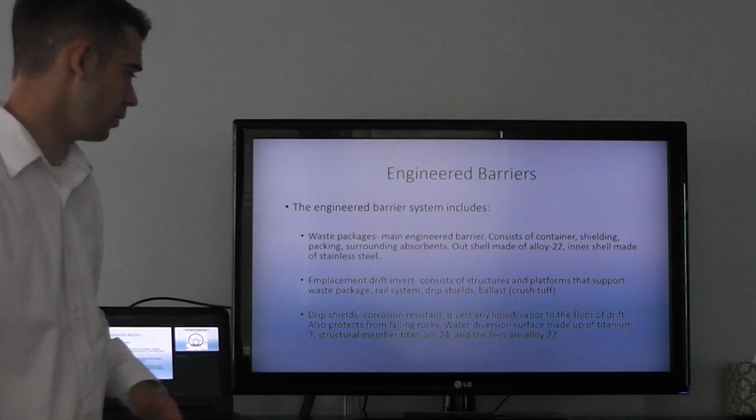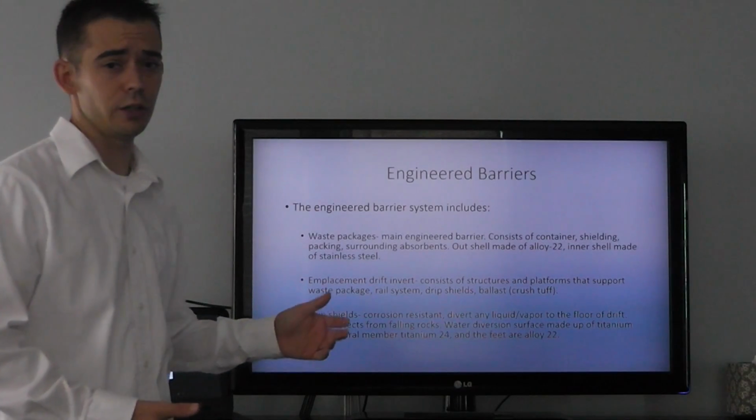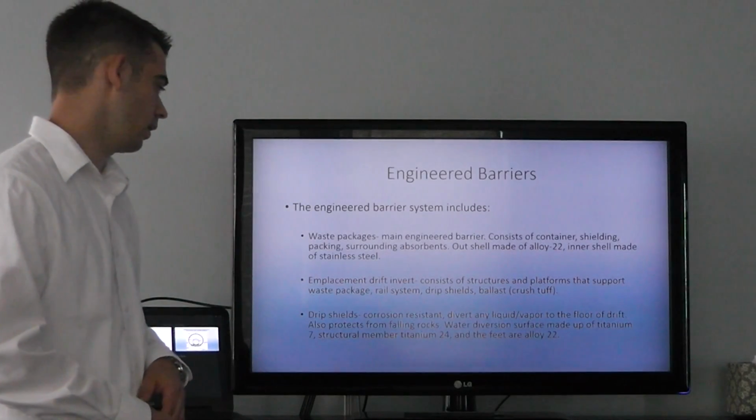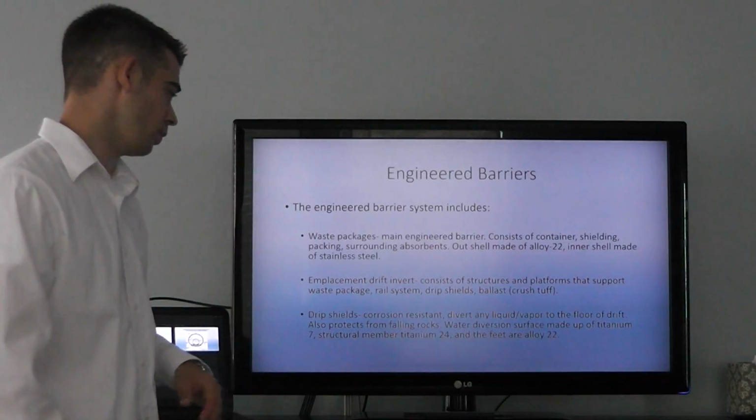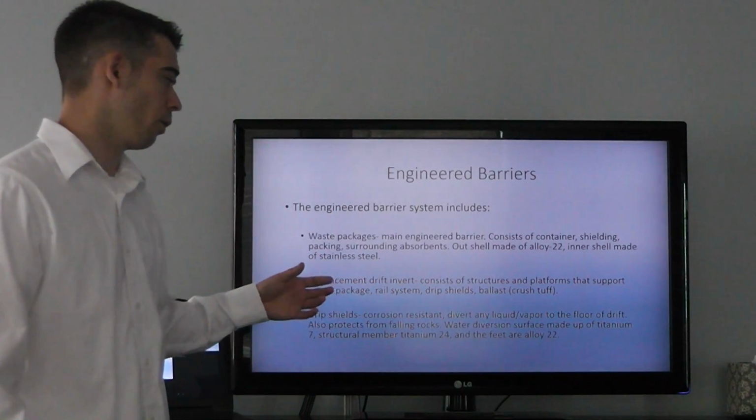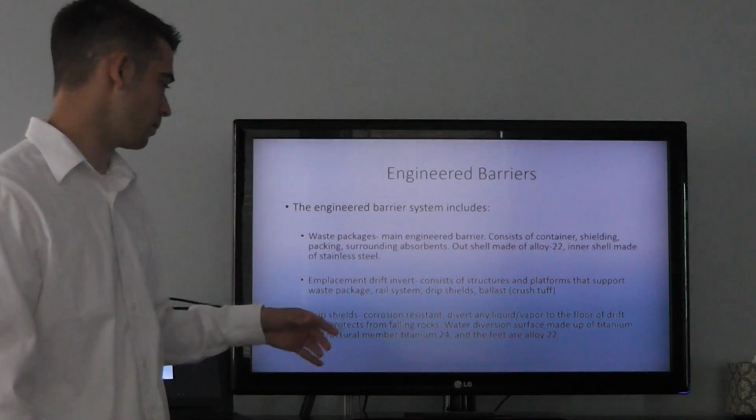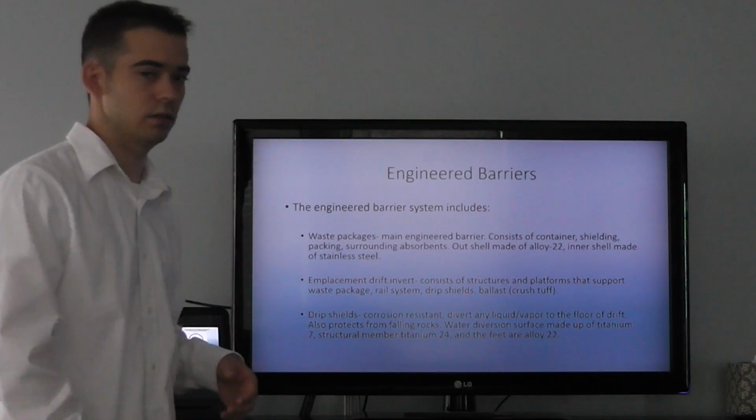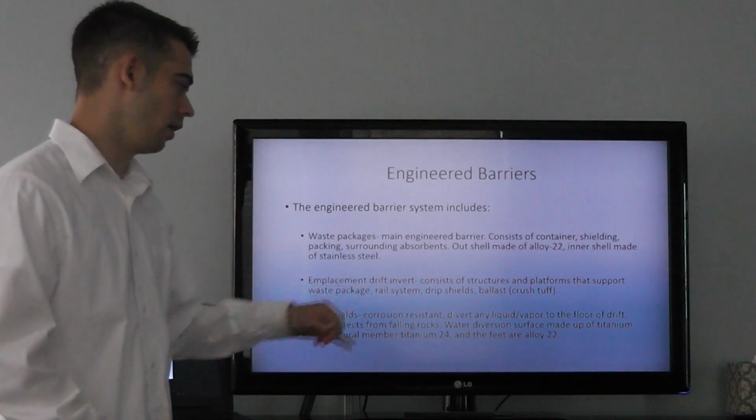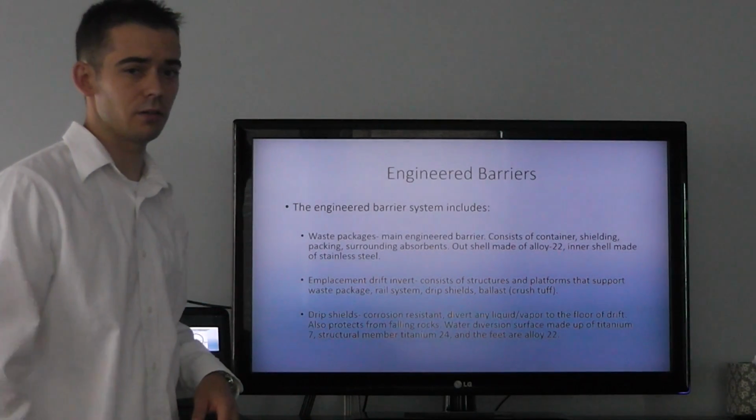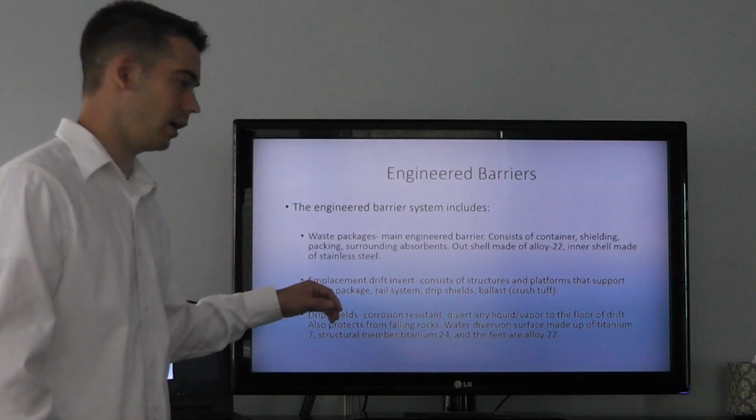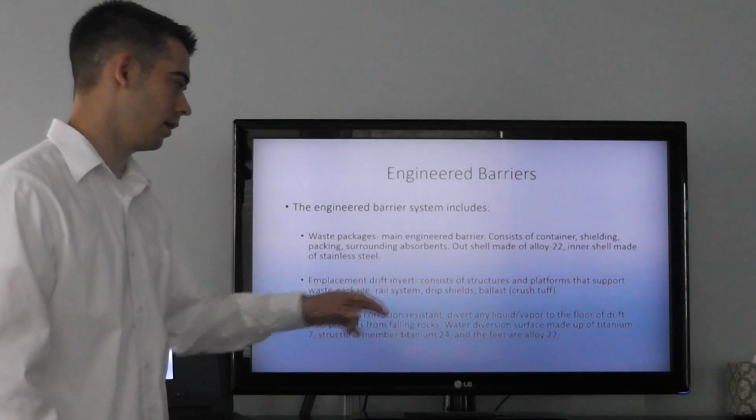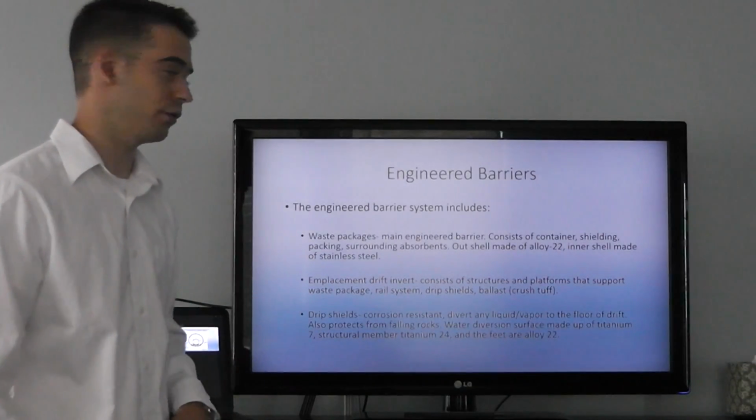Drip shields are corrosion resistant. They divert any liquid or vapor that would form or reach the repository and direct it to the floor. Also, they protect against any falling rocks. The water diversion surface is made of titanium 7. The structural member is titanium 24, and the feet are alloy 22. The difference in material for the feet is because there's carbon steel within the repository, and they're worried that if titanium and carbon steel touch each other, there will be hydrogen embrittlement, so they have alloy 22 in between the two to prevent this.